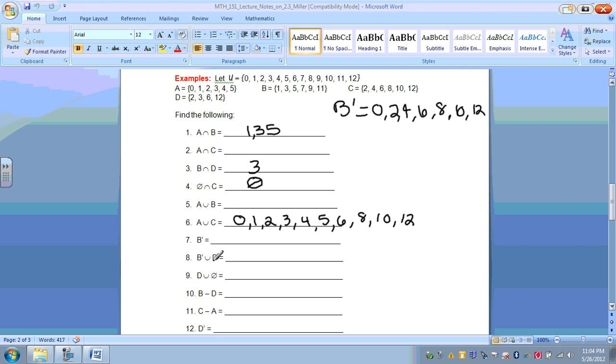So B complement union together with D would mean I'm going to join all the things in B complement with all the things in D, which would be the numbers 0, 2, 3, 4, 6, 8, 10, and 12.